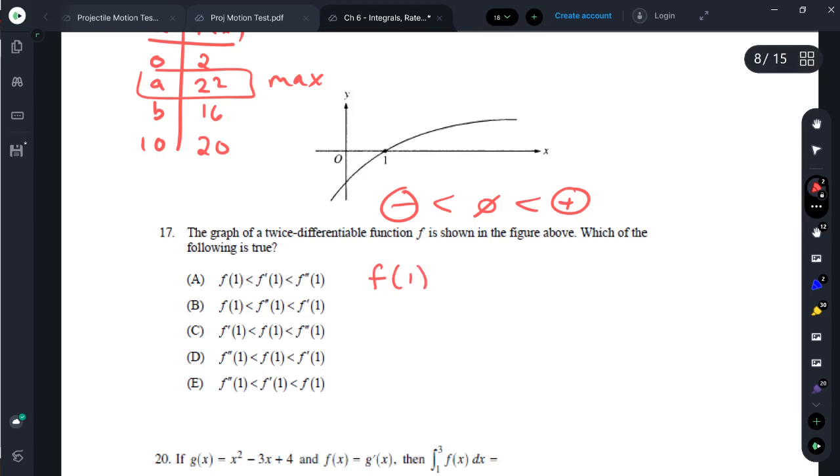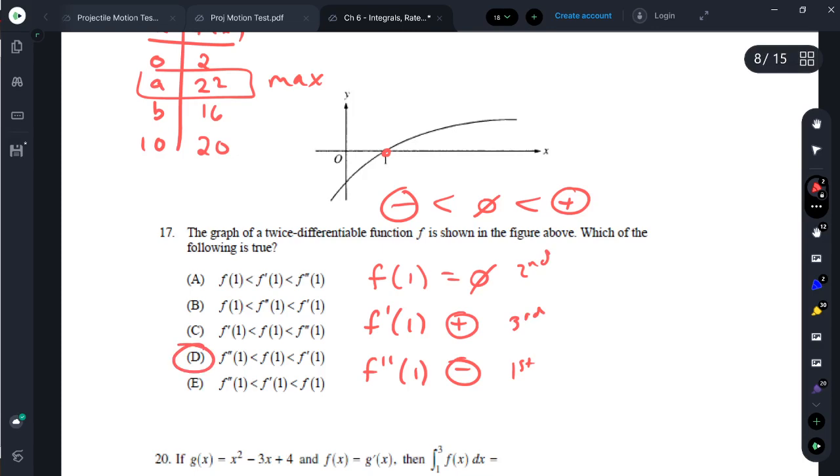Well, f of 1 is the y value, that's going to be 0. f prime of 1, that's going to be whether this is increasing or decreasing at 1. Well, the graph is increasing at 1, so that's going to be positive. Then f double prime of 1, that's its concavity. This graph is concave down, so it's going to be negative. So we need f double prime first, because it's the smallest. f prime happens second, and f happens third because it's the biggest. So f double prime, f, f prime, that's choice D.